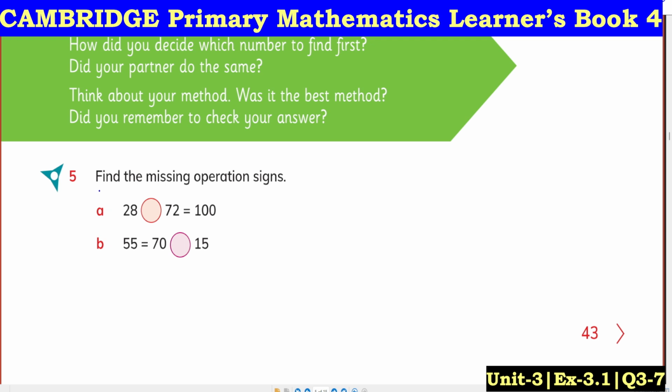Number 5, missing the operation signs. So what is the operation sign? It can be a plus sign, a minus sign, multiplication, or division. Okay, so 28 plus 72 is equal to 100. Now 55 equals 70 minus 15, which is 55. So number 5 A and B are done.